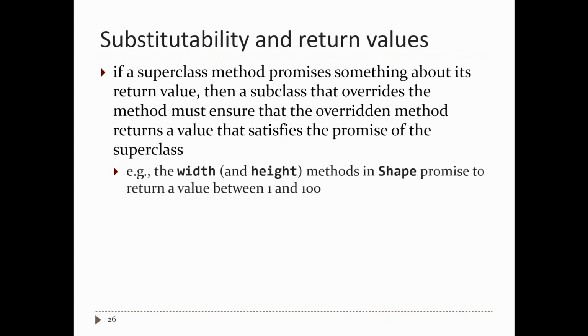Every method that returns a value promises something about the value that is returned. So if a subclass overrides that method, it has to satisfy the same requirements that the superclass method satisfies. Remember the width method and the height method, these both return a value that's between 1 and 100. That's their promise. So whatever your subclass does, if it overrides width or height, it must also return a value that's between 1 and 100.